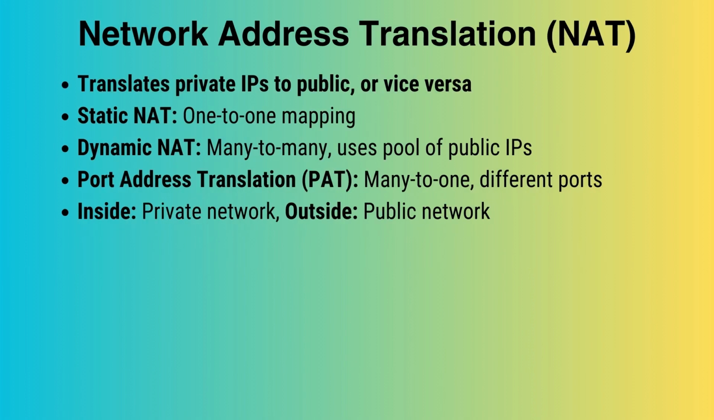NAT translates private IP addresses to public IP addresses, facilitating Internet access and conserving public IPs. Static NAT provides a one-to-one mapping, while dynamic NAT uses a pool of public IPs for many-to-many translations. PAT, port address translation, allows many private IP addresses to share a single public IP, differentiating sessions by port numbers. NAT distinguishes between the inside private network and outside public network.